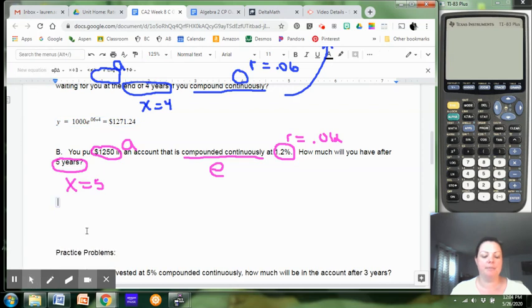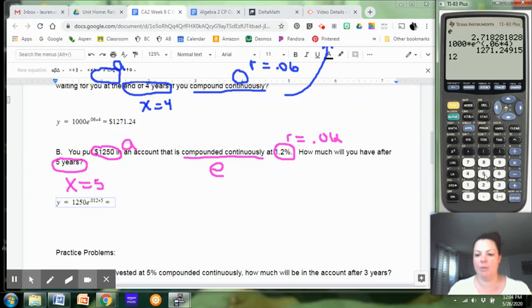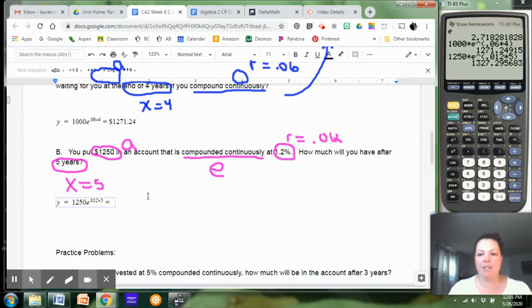So let's type in our equation. Y, or the amount of money that we're going to end with, starts with $12.50. We're going to use the E equation and raise that to our R times the X. 0.012 times the 5 years. So in our calculator, we're going to see what we get. 12.50 times E to the 0.012 times 5. So at the end of 5 years, we'll have $13.27 and 29 cents waiting for us in the account.